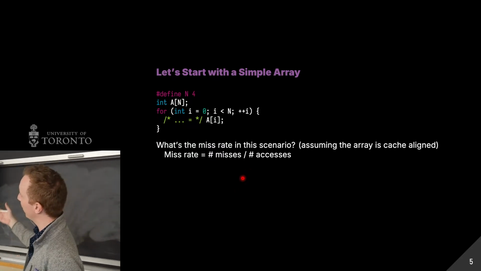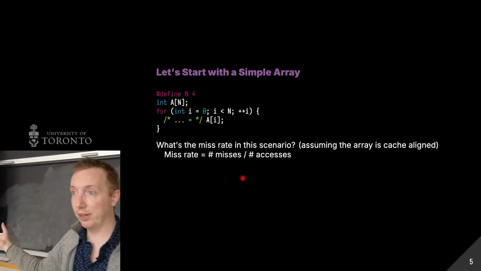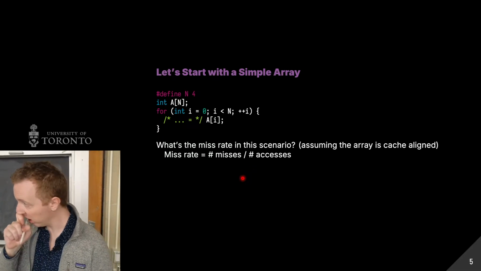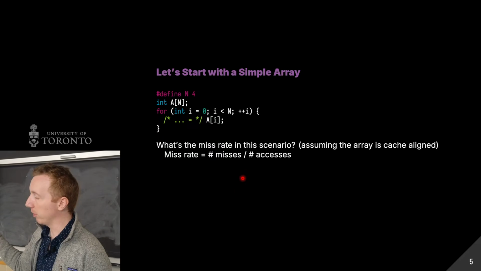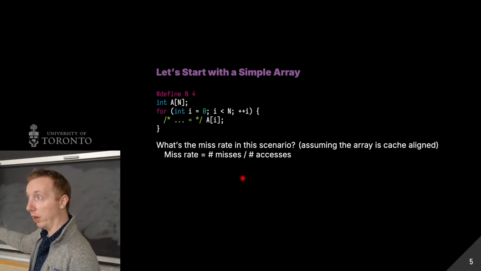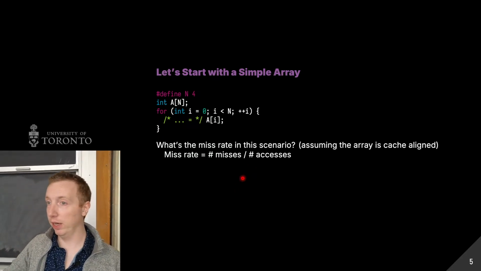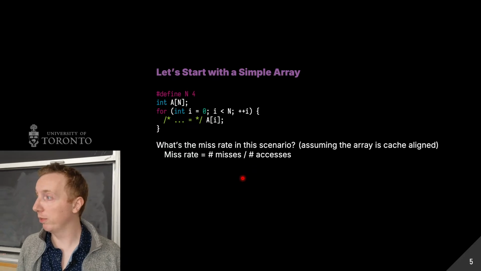Then next we index element 2. Is that in the cache? No. So we bring it in. It has another block, so it can be in the cache at the same time as the other entry, and the whole array fits in cache. So our last final access, we will have a hit. So in this case, we have what? 2 misses and 4 accesses, right?